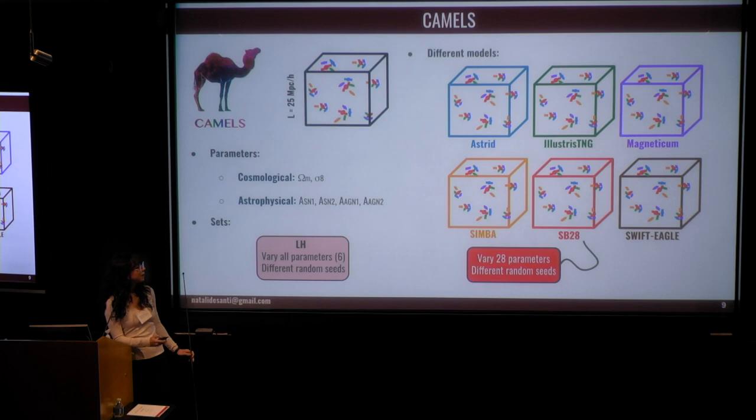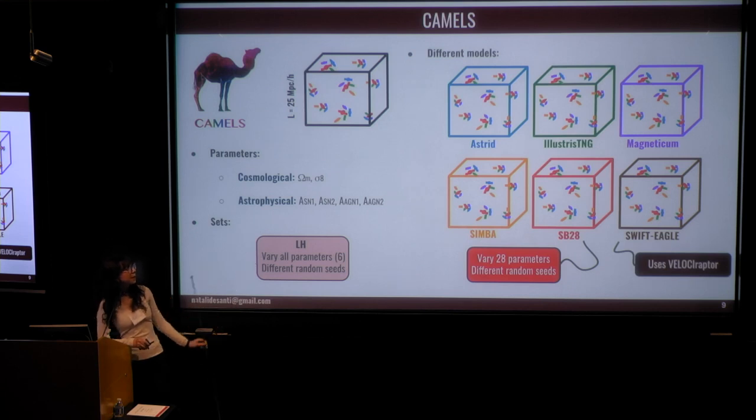We can highlight the fact that SB28 is not a new simulation. It's nothing more, nothing less than the same IllustrisTNG, but varying many other parameters. So we are varying 23 astrophysical parameters and 5 cosmological parameters. Swift-EAGLE is a bit different because we are using another way to find the halos and subhalo structures, which is Velociraptor. In all the others, the halos and subhalo structures are found using SUBFIND. So that's it.